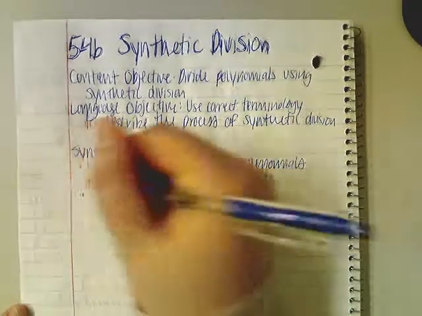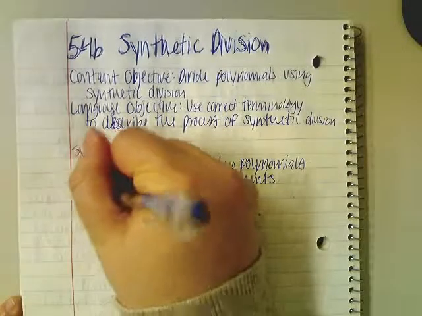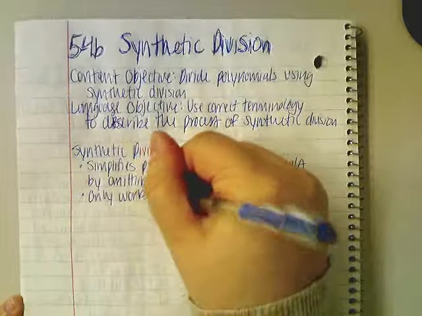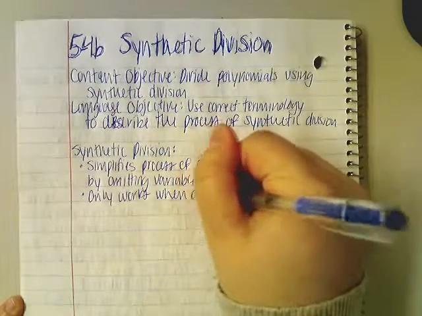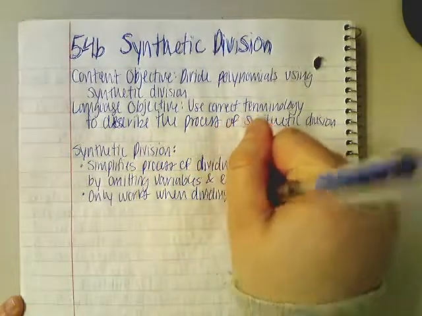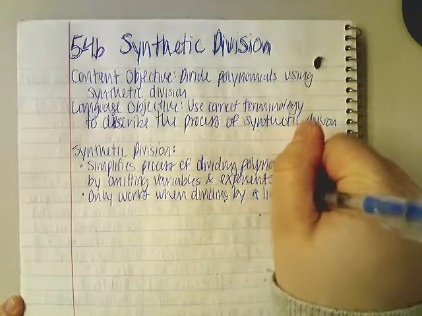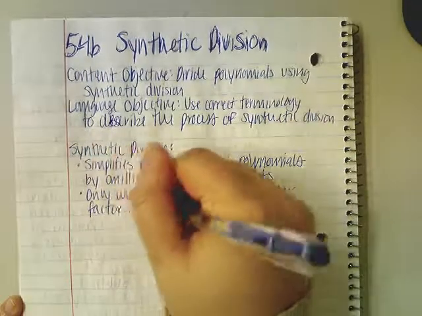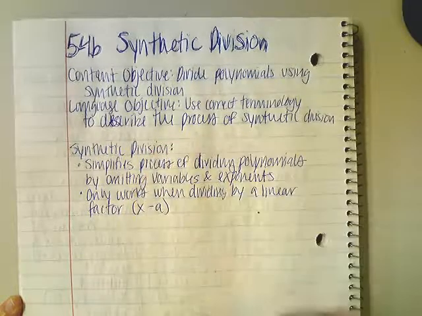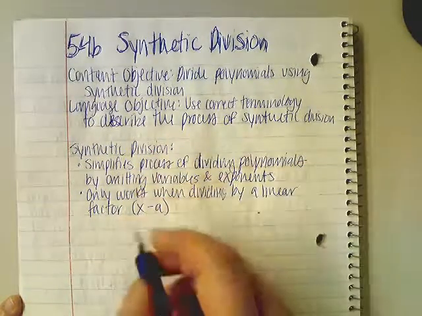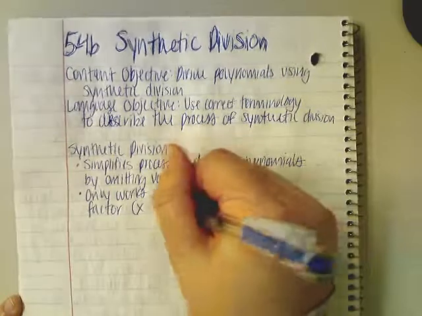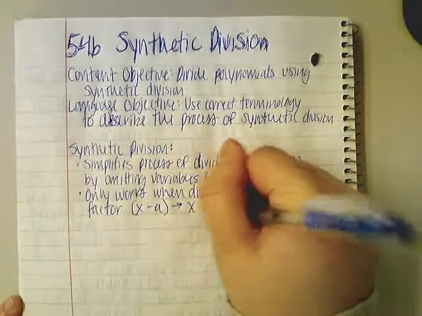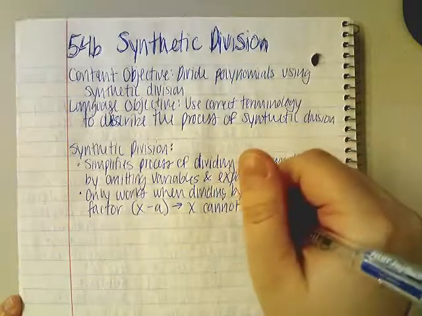It's not as tedious, but it only works when dividing by a linear factor. Which means a factor in the form x minus a. So there can be linear factors that have a coefficient of x. That means x needs to be to the first power, and it cannot have another exponent.